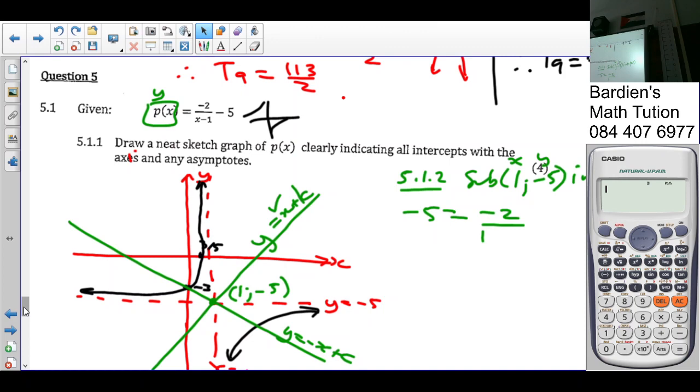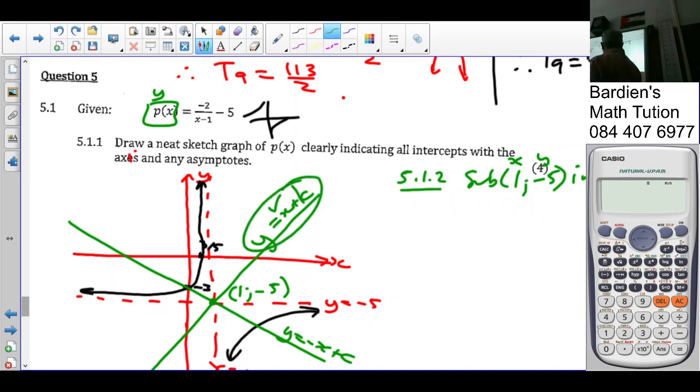Why am I substituting it into P of x? I was going to this equation here. So why did you tell me? Oh my word. Is this going to be you guys next year as well? Why? Talk to me.